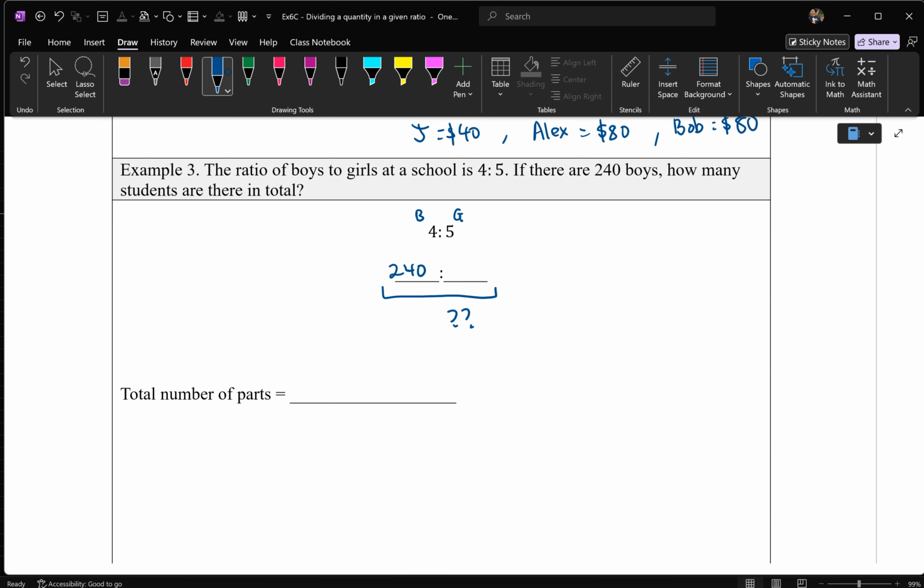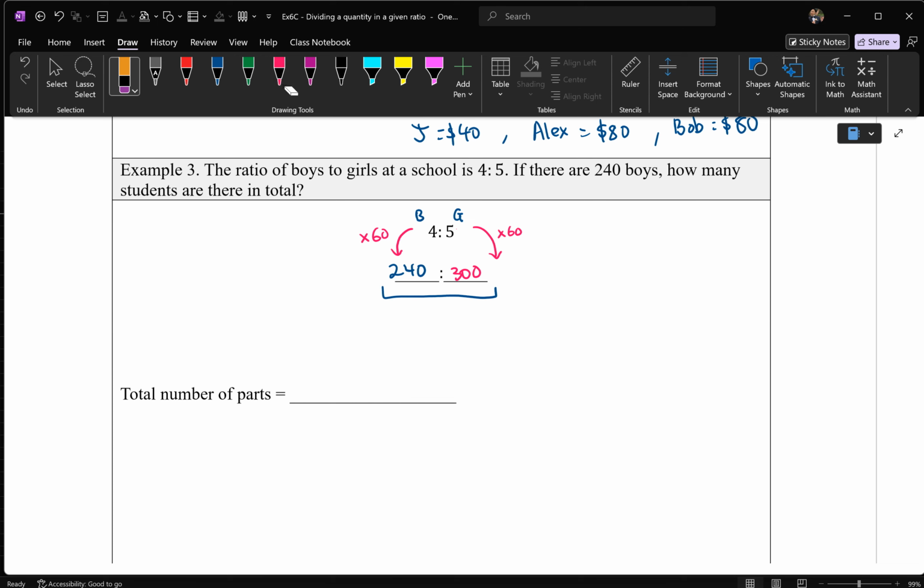But here's the logic. If it's going to stay in the same ratio, then whatever you do to one side, you have to do the same to the other. So the question is, how do I go from 4 to 240? Well, I had to multiply by what? 4 times 60, because 4 times 60 will give you 240. That also means 5 needs to multiply by 60. And that tells me that there must be 300 girls if it is in a ratio of 4:5.